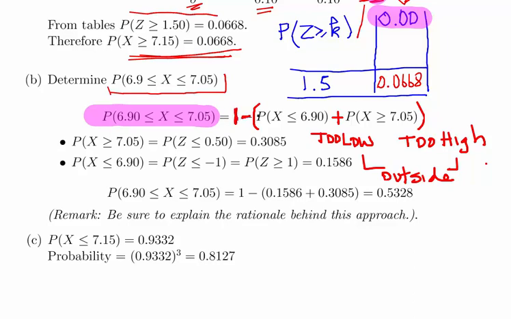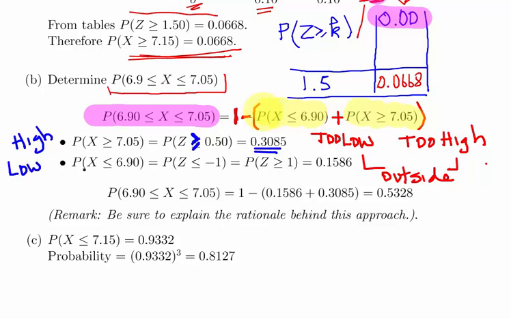Essentially what we can do here is break it up into 2 very simple calculations: the probability of being too low and the probability of being too high. I'll start with this one first, which is too high for the interval. The probability of x being greater than 7.05 is the probability of z greater than 0.50. From the tables we should work that out to be 0.3085. It's more or less the same way as I did previously, so I won't go over it again.